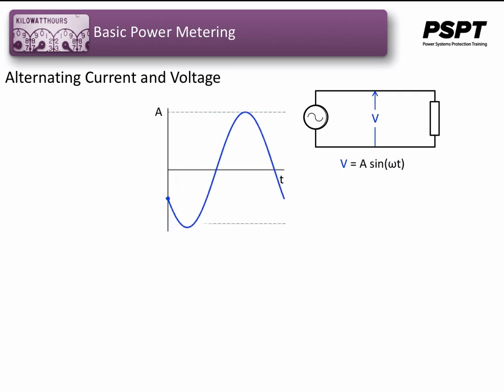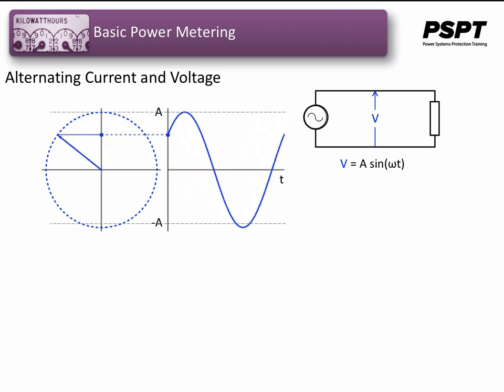In a power system, a power source will supply a voltage that is sinusoidal in wave shape of a particular frequency. And in our case in North America, that is 60 cycles per second. The voltage starts at 0, peaks at plus A, travels through 0 and peaks at negative A. Then it returns to 0 volts, and it's repeated 60 times a second.